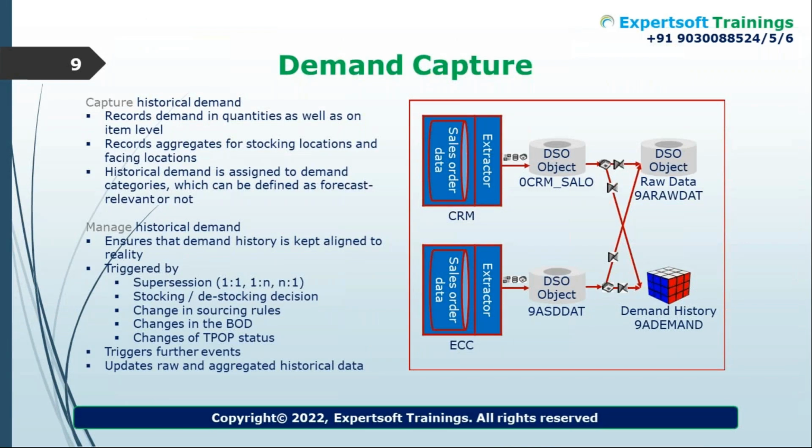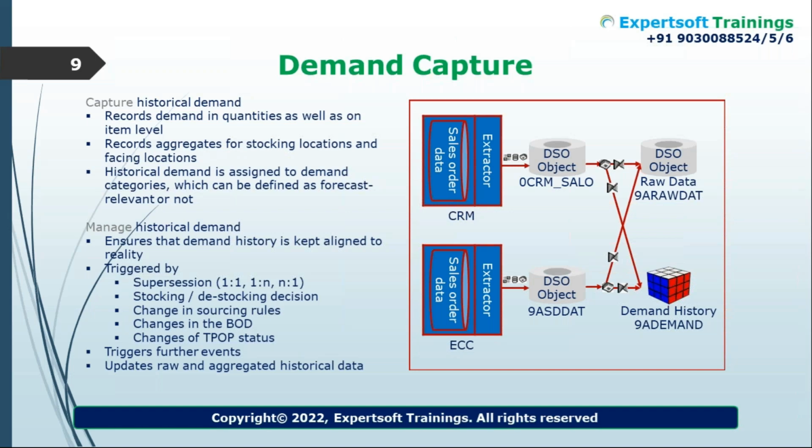So this is the main process for the demand capture. Basically, when you want to do the forecasting, on what basis do you do the forecasting? You should have the sales history for that particular product. So how to capture this sales history? You can capture it from the CRM, or from the ECC, or through a flat file. There are various methods, and that's how you capture the demand in quantities as well as at the item level. Then you aggregate those demands at the stocking location, and based on that, demand categories will also be available, and then you can mention whether it is forecasting relevant or not relevant.